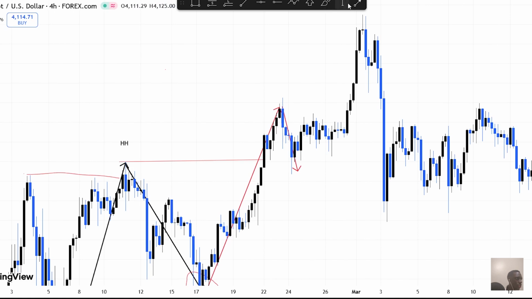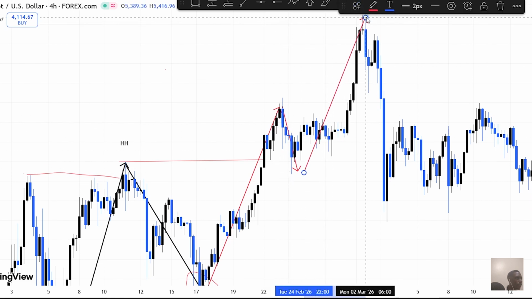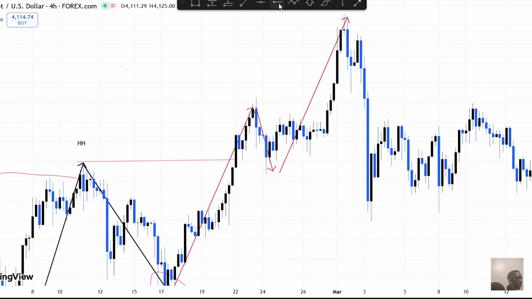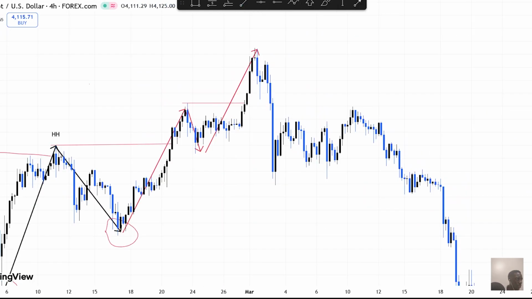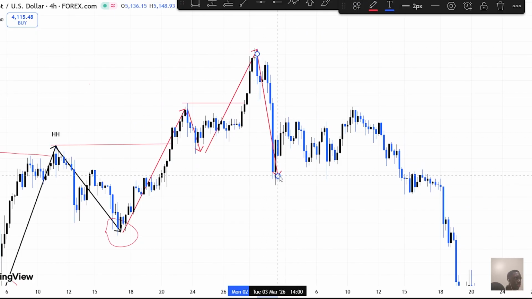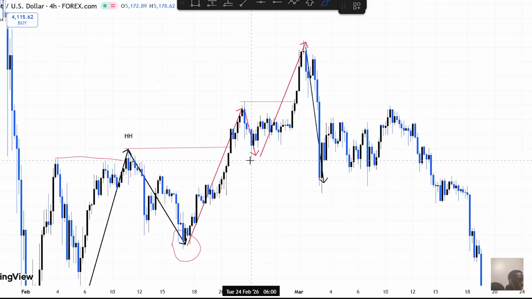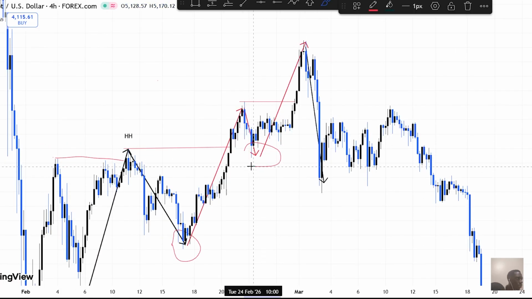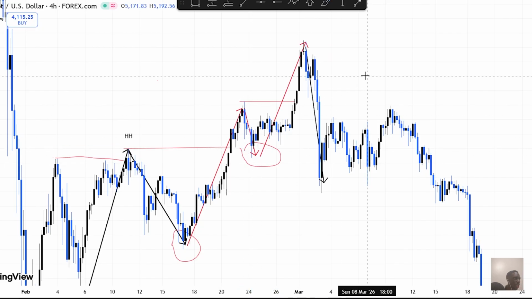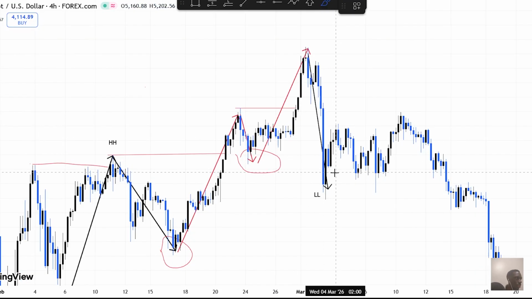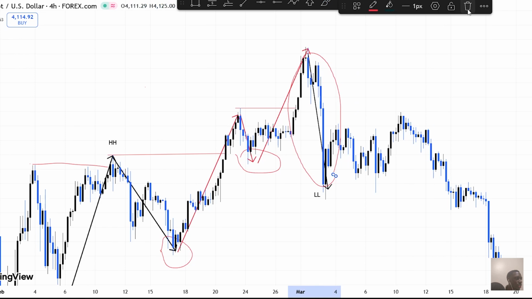Here, and then price continues higher to give us another impulsive move. Now price breaks through this level. Here we consider this as an impulse. It breaks through this higher low to give us a lower low. It becomes our impulsive move. It is very, very strong.